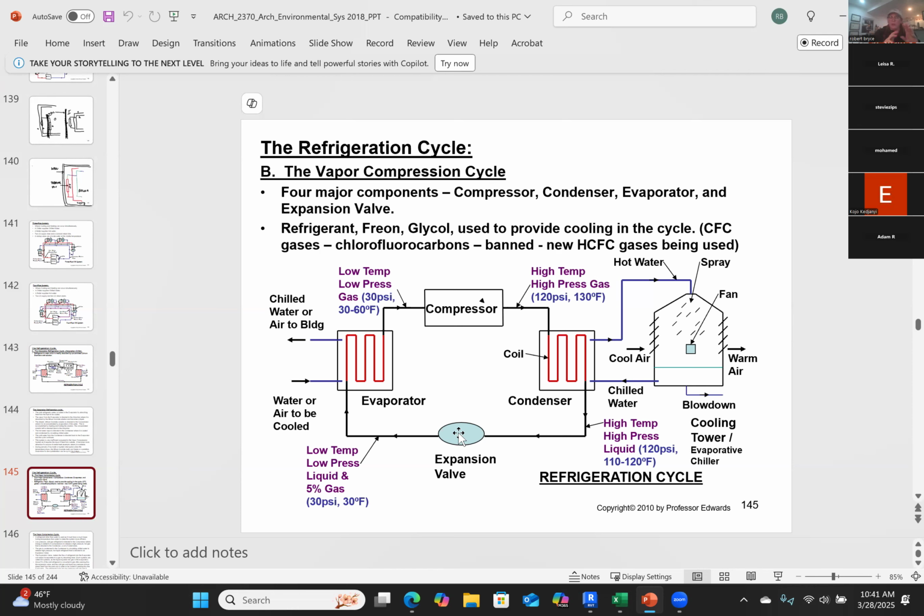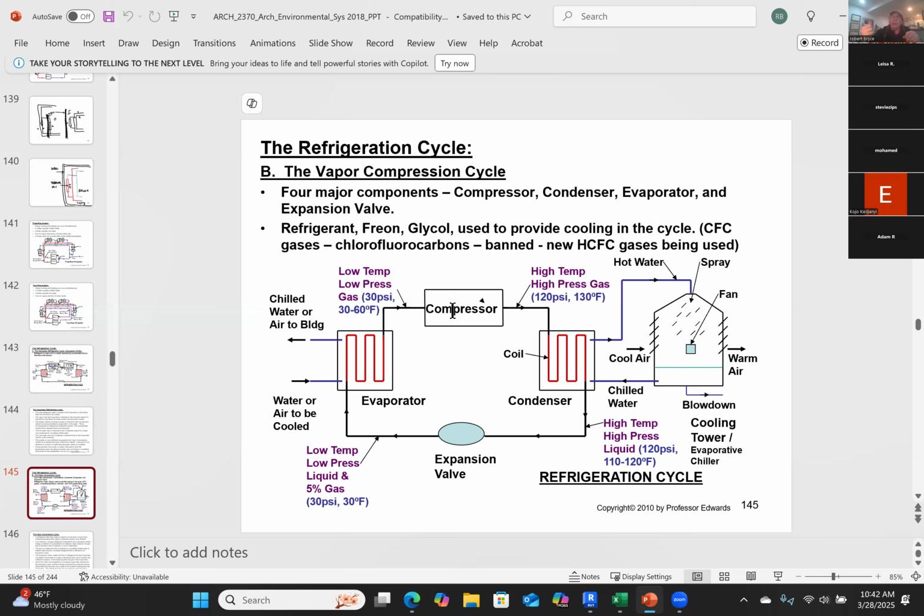And then when we change from high to low, it becomes cool. And we run that cool gas across, and then push a fan across it to get that cool air into our space. Then we continue that. We change the state again from low pressure to high pressure.